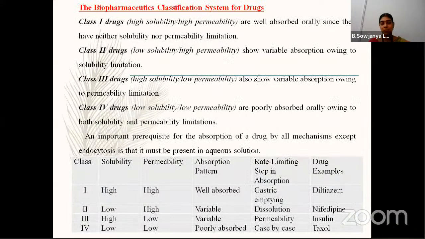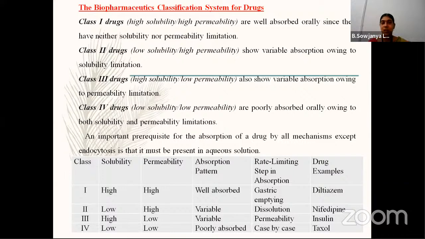Okay, so it's completely based on the Biopharmaceutics Classification System: Class 1, 2, 3, and 4. Most of the activities are observed here in class 2 and class 3 drugs. Class 1 shows high solubility and high permeability. It is well absorbed orally, so neither solubility nor permeability limitations are observed here.